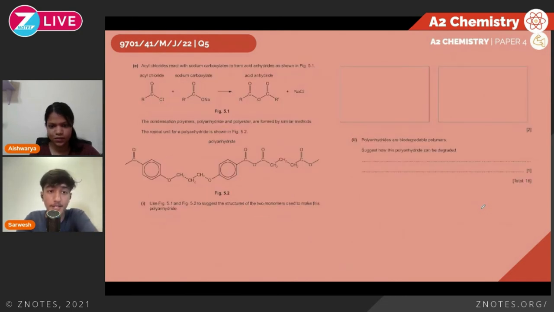Acyl chlorides react with sodium carboxylates to form acid anhydrides. The condensation polymers, polyanhydride and polyester, are formed by similar methods. The repeat unit for a polyanhydride is shown in figure 5.2. So, suggest the structures of two monomers. Okay, so let's see what's repeating over here. So, we see that this part is quite repeating.